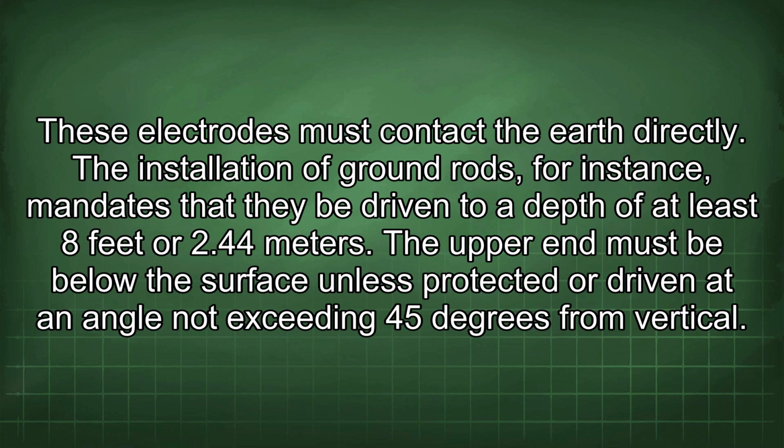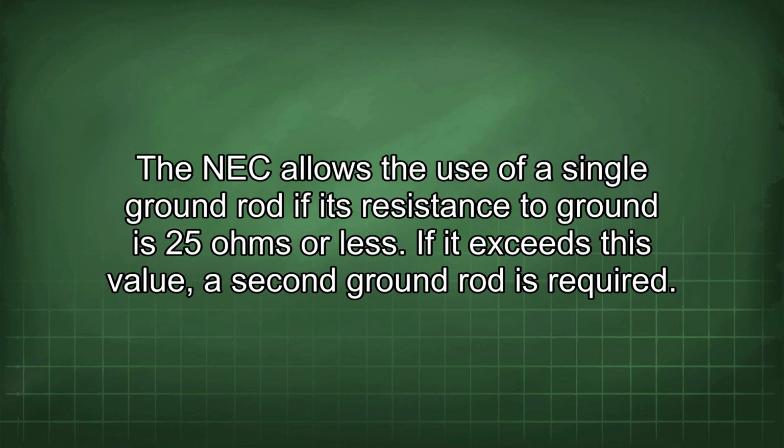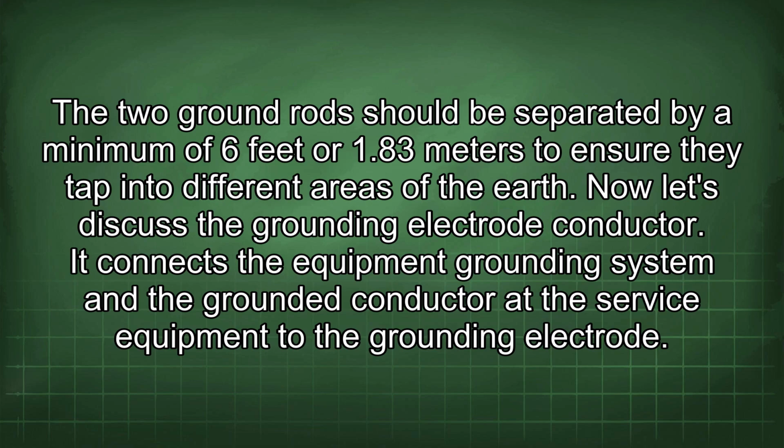The NEC allows the use of a single ground rod if its resistance to ground is 25 ohms or less. If it exceeds this value, a second ground rod is required. The two ground rods should be separated by a minimum of 6 feet or 1.83 meters to ensure they tap into different areas of the earth.